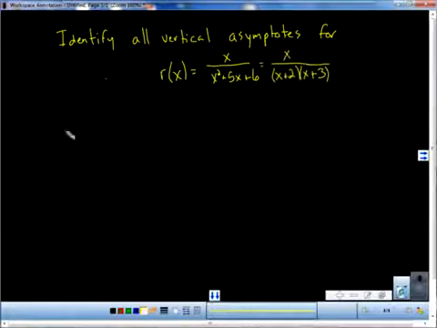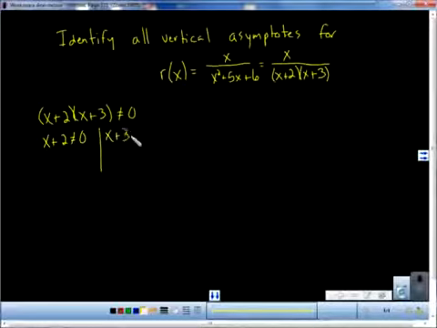And if we're going to find the domain, I know the denominator as a whole cannot be equal to 0. So I'm going to say (x plus 2) times (x plus 3) cannot be equal to 0. And I'm going to set both parts not equal to 0. So x plus 2 cannot equal 0. x plus 3 cannot equal 0. So x cannot be equal to negative 2 because that would make our denominator equal to 0, and we can't divide by 0. x cannot be equal to negative 3 for the same reason.